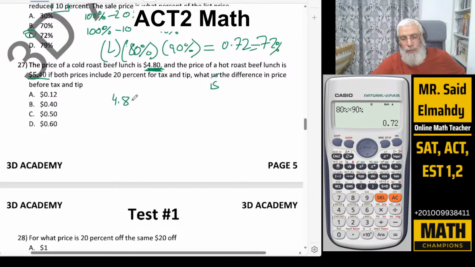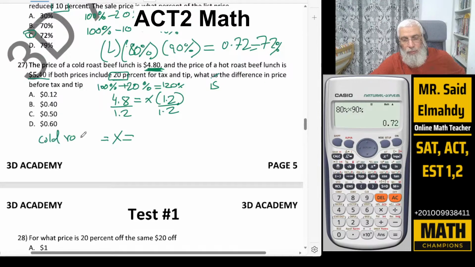This 4.80 equals the original price multiplied by 1.2, which is 120%, because we add 20%, 100% plus 20%. This is 120%, which is 1.2. So we divide by 1.2. So the cold roast beef equals 4.